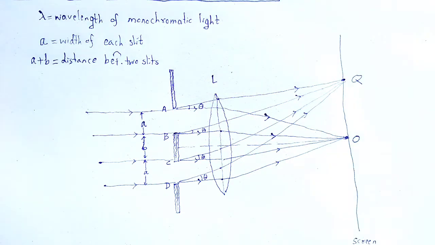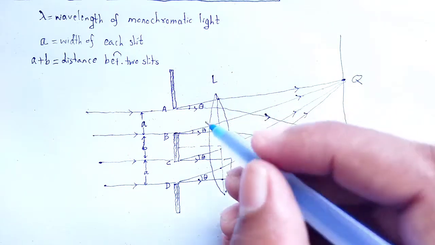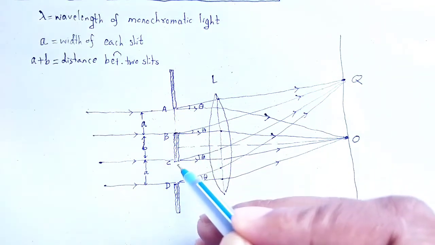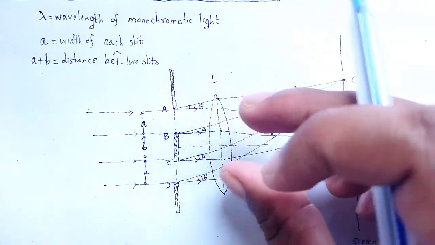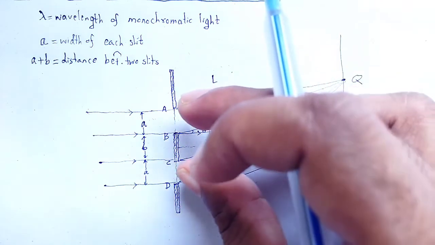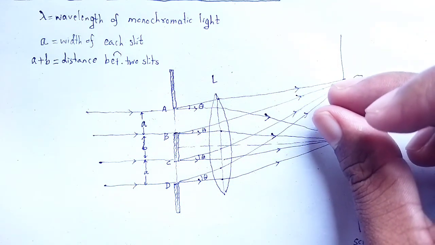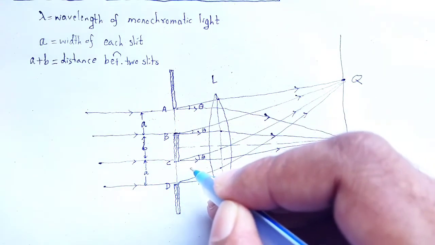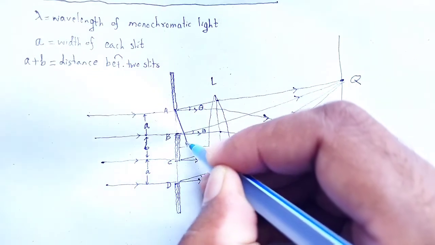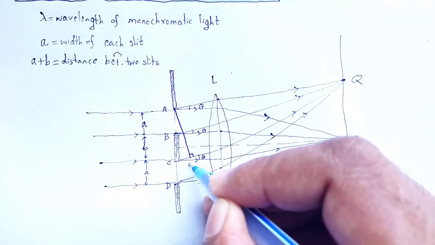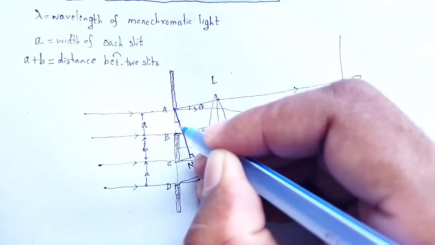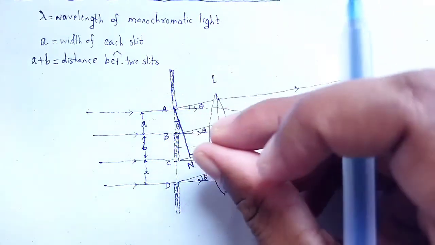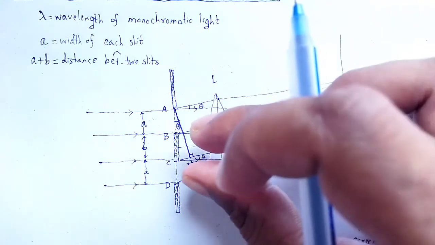Let me mathematically treat how the intensities are distributed on the screen due to Fraunhofer diffraction at double slit. For that purpose, first we have to calculate the path difference between any two corresponding rays. Draw a perpendicular from the point A to the wave from C. Let that point be N. Here the angle is theta. So, the path difference between two corresponding rays can be calculated.